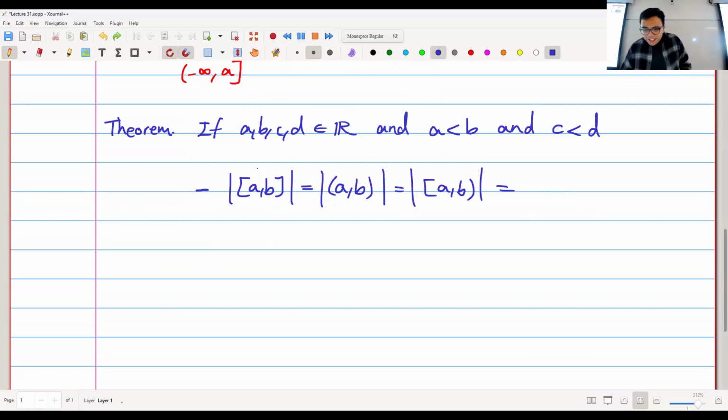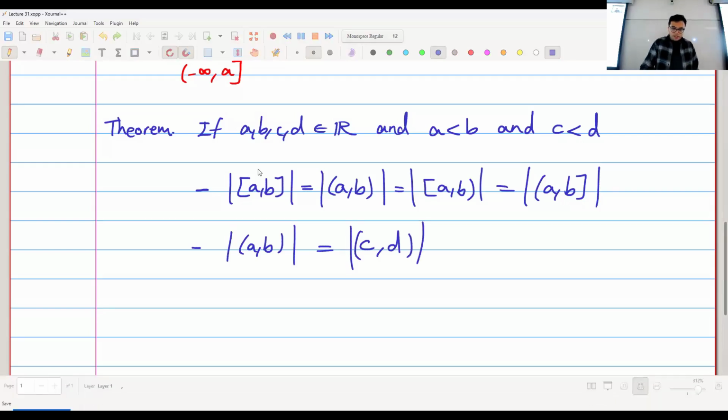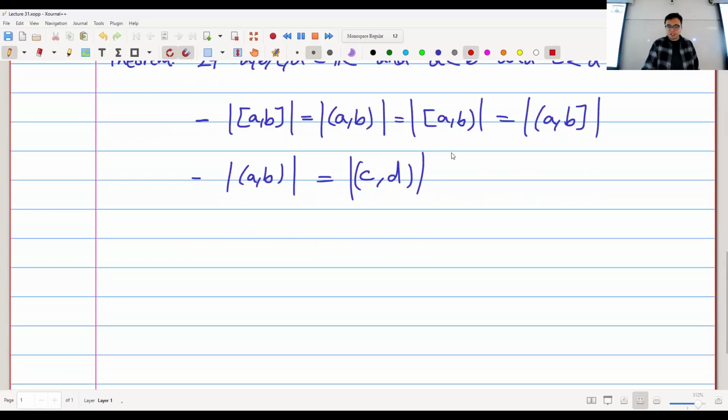Oh, am I this lazy? Okay, all of these are the same size, right? And then the other thing that I want to prove is that it doesn't matter which segment you're looking at, all the segments are generally the same size. So I'm going to prove that the segment from A to B is the same size as the segment from C to D. Now, the first part is actually quite easy.